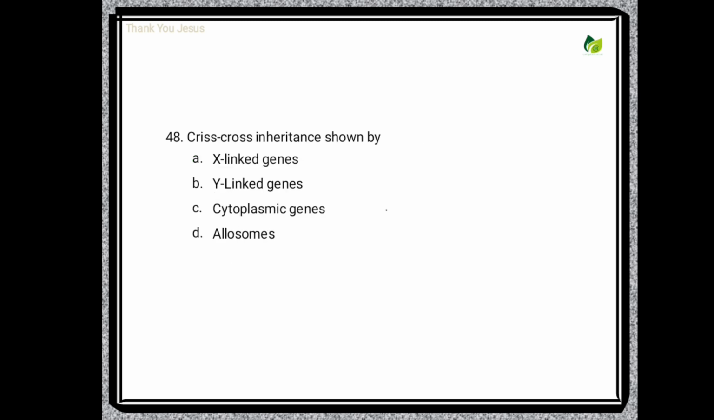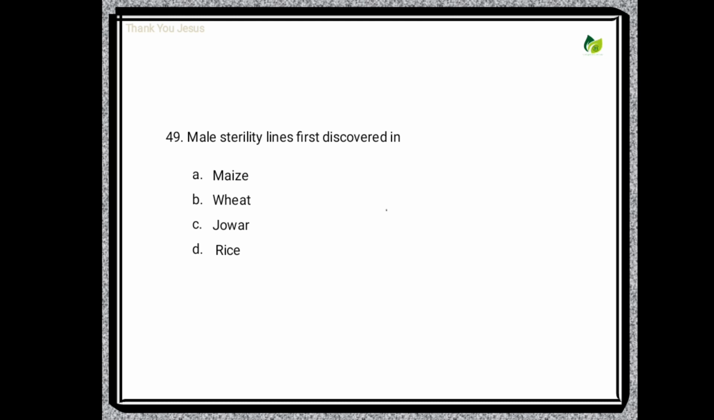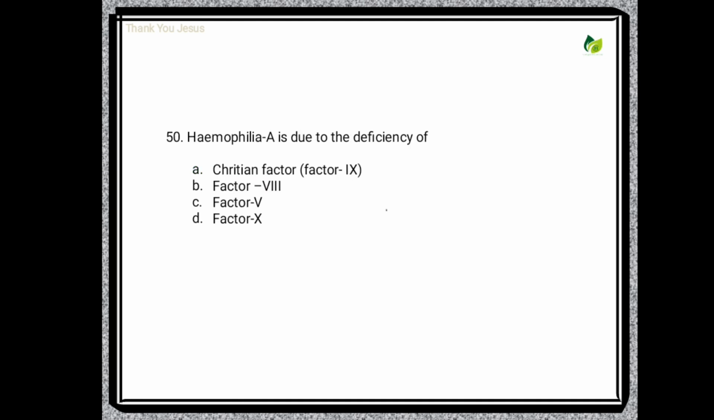Criss-cross inheritance is shown by. Options are X-linked genes, Y-linked genes, cytoplasmic inheritance, allosomes. The correct answer is X-linked genes. They are showing criss-cross inheritance, or sex-linked inheritance. Let's see the next question. Male sterility lines were first observed or discovered in. Options are maize, wheat, jowar, rice. The correct answer is maize. Let's see the next question.